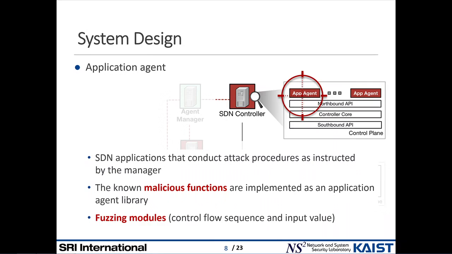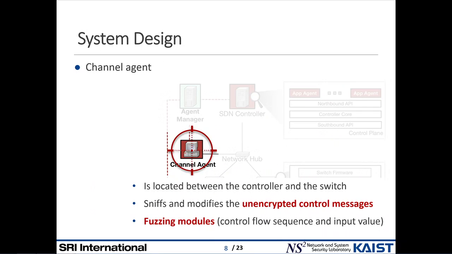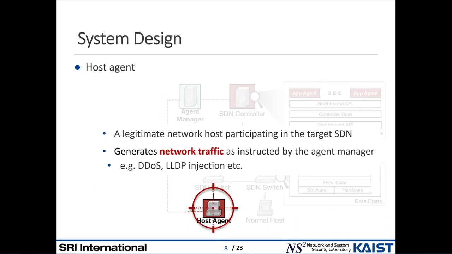find new vulnerabilities. The channel agent is located between a controller and a switch, and it also comes with a fuzzing module that can sniff and modify the ongoing SDN control flows in the channel between the controller and the switch. Lastly, the host agent acts as a normal host participating in the target network, and it is capable of generating network packets to any accessible targets. For instance, the host agent may send a large volume of network traffic to an SDN-enabled switch device, causing a packet-in flooding attack.